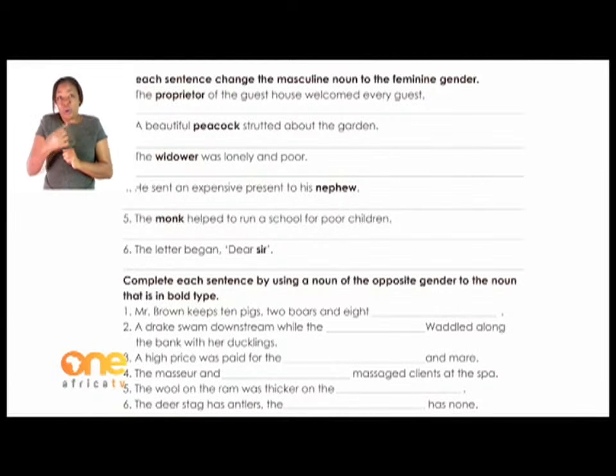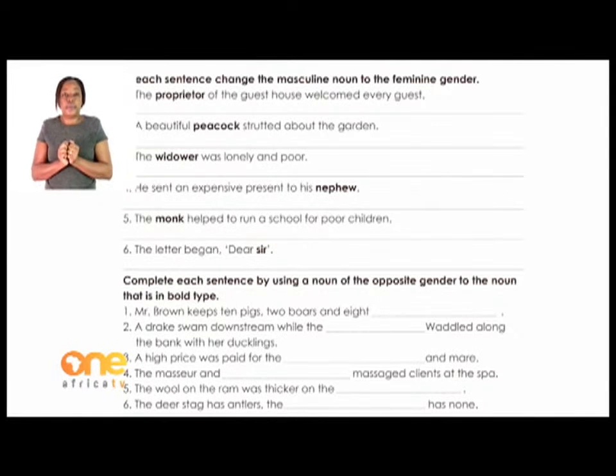So, for example, in each sentence, change the masculine. Remember the masculine? These are boys, the boy side. Change the masculine noun to the feminine gender. The feminine is a female, the girl side. So each word which is bold is in masculine, is in male gender. Now change it to a female. If it was a girl or if it was a woman, how will you call that word? Or how will you call that gender?